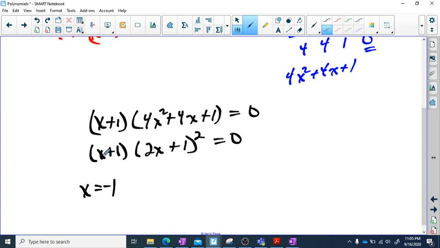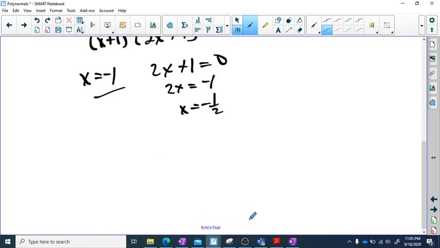X could be negative 1. That would make this 0. Now the fact that you have a squared on this makes no difference whatsoever, because 0 squared would still be 0, which would make this 0 multiplied by who cares what this is. I would still get 0 for an answer. So don't be thrown off by the exponent. You still just figure out what would make 2x plus 1 equals 0. If you can't tell by inspection, solve it out. 2x equals negative 1, just move that over. Divide both sides by 2. There's your other possible answer, negative a half. So negative a half and negative 1 would be our two possible solutions.